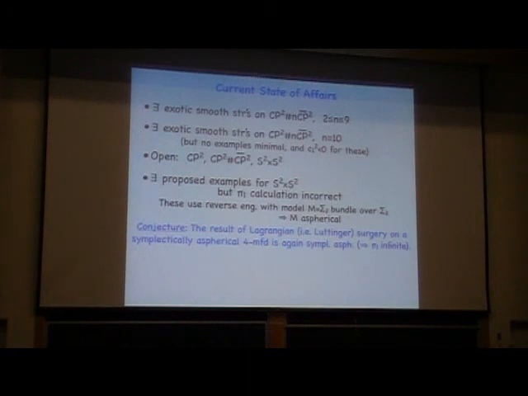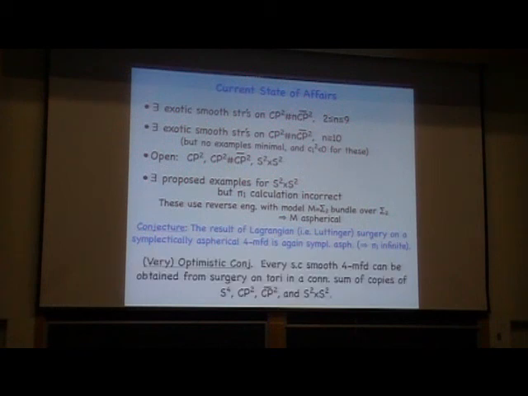Now you have to be careful, though, that when I say Luttinger surgeries, that's important, because you can do surgeries that don't preserve the symplectic form and get non-symplectically aspherical manifolds. And finally, let me conclude with a really optimistic conjecture. I'd like to conjecture that every simply connected smooth 4-manifold can be obtained by surgery on tori in a connected sum of copies of S4, plus or minus CP2, and S2 cross S2. Of course, I have no way of knowing how to prove it. Thanks.